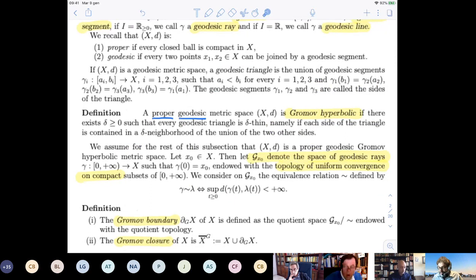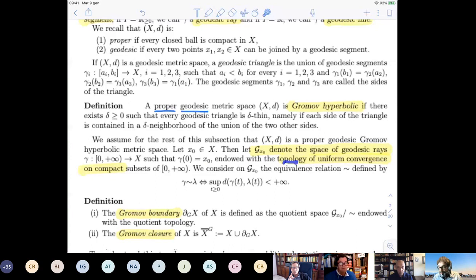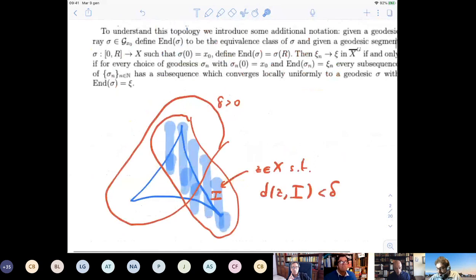Now, if we have a Gromov hyperbolic space, we fix a point x naught in X, a base point, and as you can imagine, this point has really no meaning in all this construction. We consider the set of all geodesic rays stemming from x naught. So I keep this point x naught, and I consider all possible geodesic rays coming out from it. Okay, so they go up to infinity.